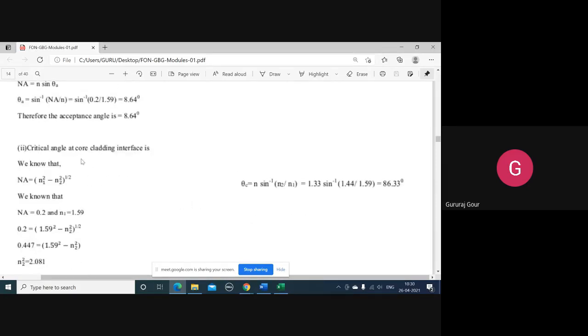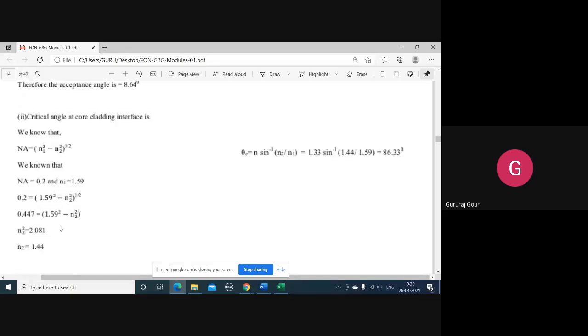So second one, the critical angle at the core cladding interface, the relationship between Na and two refractive indices, core and cladding. So N1 is given, cladding refractive index is given, the core refractive index I will find out by using the relationship between theta c and N1 and N2. You can substitute the things and get the critical angle. This one we are using for finding the critical angle. So by this Na is given, N1 is given, N2 we will get here. Once we get N2, we can easily find out the critical angle.